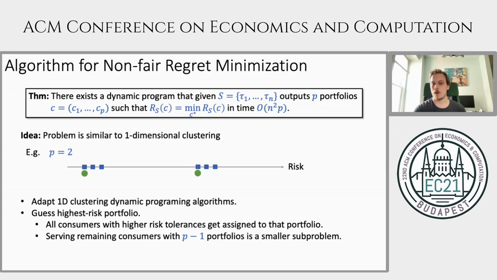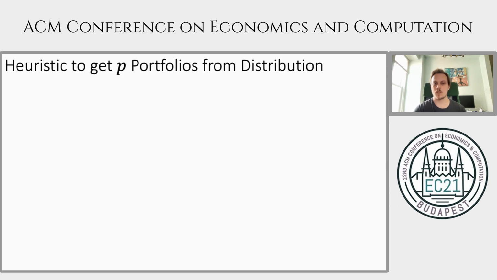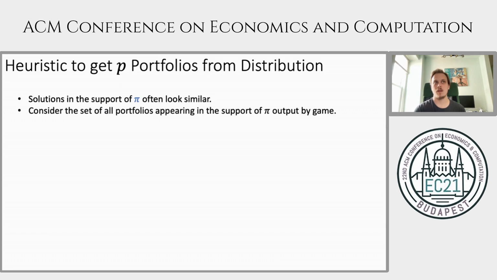So putting this together, the two-player game together with this dynamic programming for solving the regret minimization problem leads to an efficient algorithm for optimizing ex ante minimax group regret under no assumptions about the underlying group structure. Okay, of course, we want to get deterministic algorithms that output just P portfolios and not distributions over P portfolios. And so one thing that we noticed after looking at the solutions in the output of this two-player game is that many of the portfolio sets in its support look very similar, right?